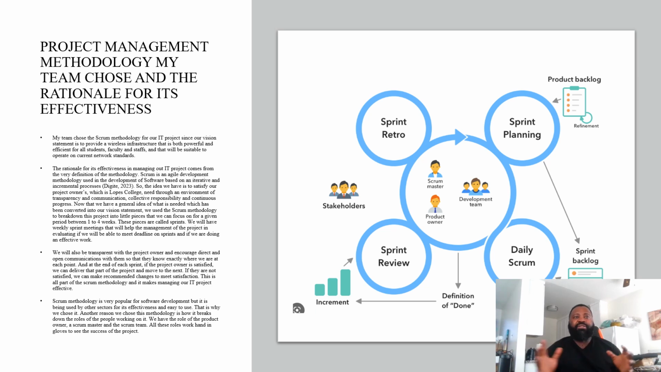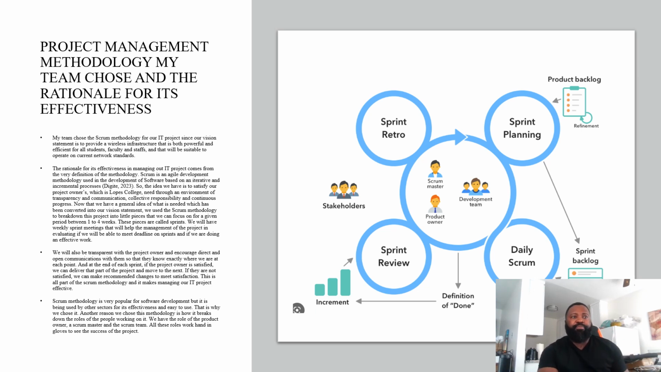Now that we have a general idea of what is needed, which has been converted into our vision statement, we use the Scrum methodology to break down the project into little pieces that we can focus on for a given period of time, say between 1 to 4 weeks, ideally between 2 to 4 weeks. These pieces are called sprints. That's the name the Scrum methodology gives to those iterations that you break the whole process into. So we will have weekly sprint meetings, which you will see in our next slide.